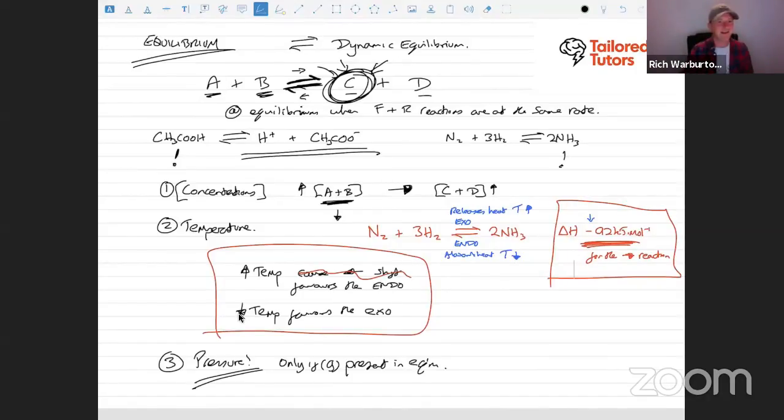Somebody's ahead of me on here. Ali says, it favors a side with the fewest miles of gas. I'm pretty sure you mean moles of gas.